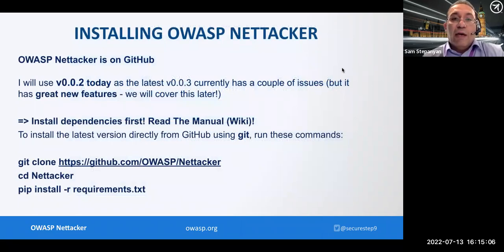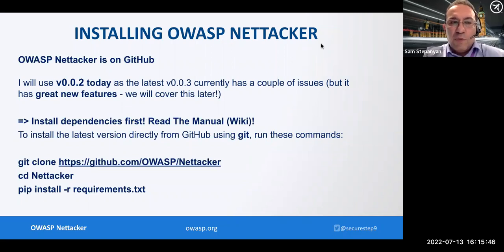Okay, let's talk about how to install OWASP Nettacker. So OWASP Nettacker can be found on GitHub. So today for demonstration, I will use version 0.0.2, which is a previous version of OWASP Nettacker, because the latest version 0.0.3 currently has a couple of issues because we've changed the architecture of the tool and made lots of changes in the way it works. And as a result, it might be a little bit user unfriendly at the moment, but we are working on that right now with Google Summer of Code students. So hopefully by September, version 0.0.3 will be a bit more usable, but I will use the previous version.